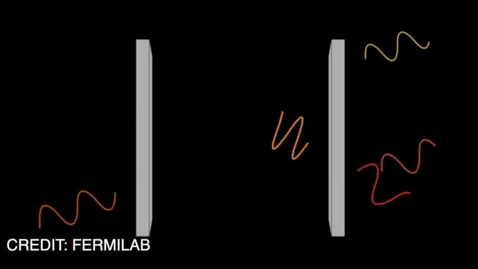So how do we know they exist? The most well-known experiment is the Casimir effect. Virtual particles can also appear as long and short waves.